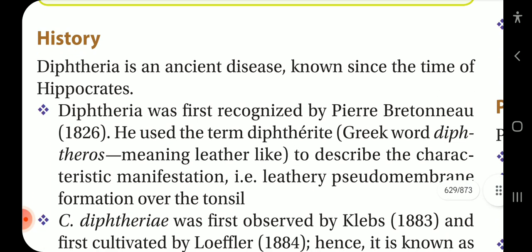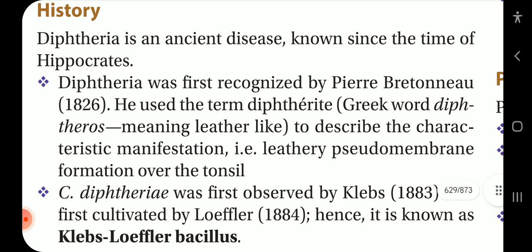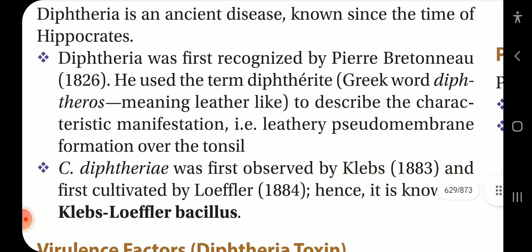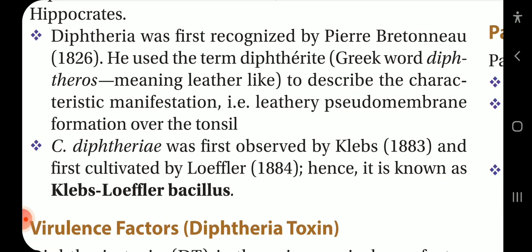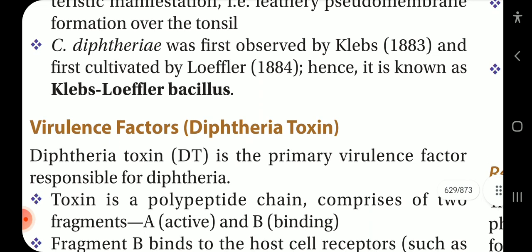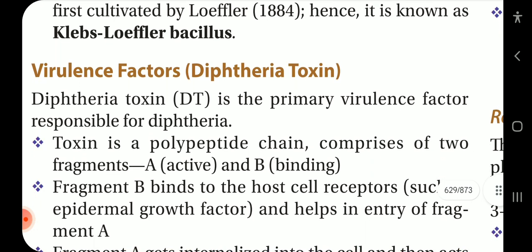Now coming to history, diphtheria is an ancient disease known since the time of Hippocrates. Diphtheria was first recognized by Pierre Bretonneau in 1826. He used the term diphthérite, from the Greek word diphthera, meaning leather-like, to describe the characteristic manifestation, that is leathery pseudomembrane formation over the tonsil. Corynebacterium diphtheriae was first observed by Klebs and first cultivated by Loeffler. Hence it is known as the Klebs-Loeffler bacillus.